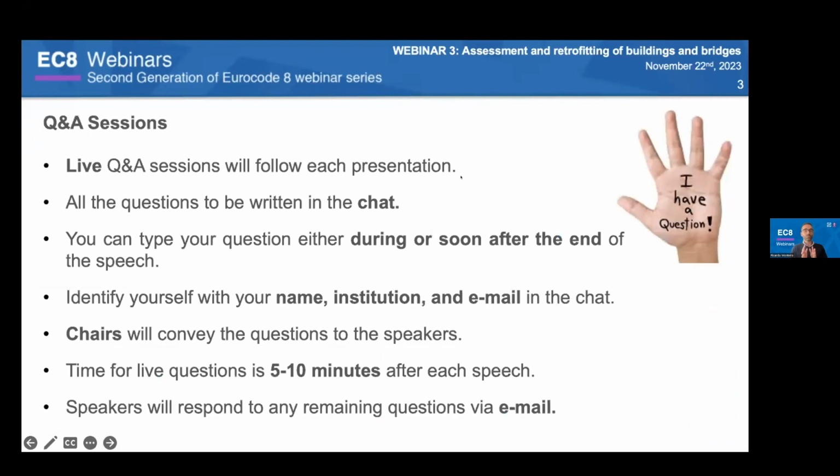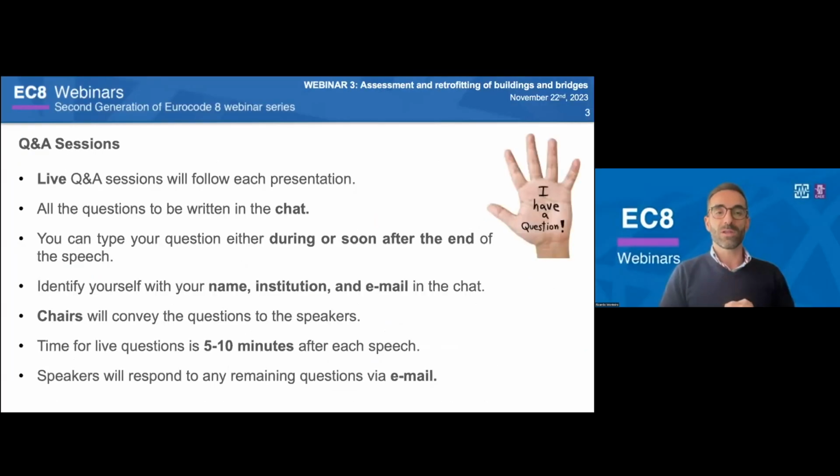Well, some rules for us to keep in mind during the afternoon. After each presentation, there will be a live question and answer session. Very short, around 5 to 10 minutes, not more than that, because the program is very intense, so it's difficult to accommodate more than that. So please write all your questions in the chat. You can write them either during or after the end of the speech.